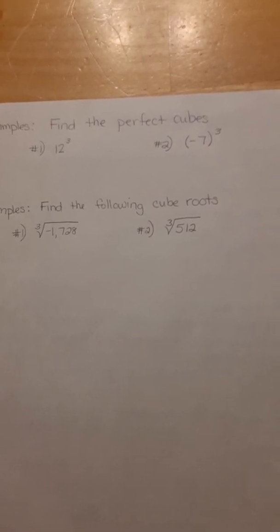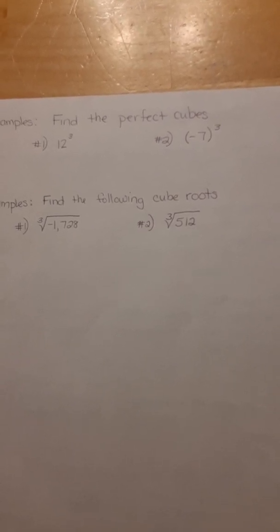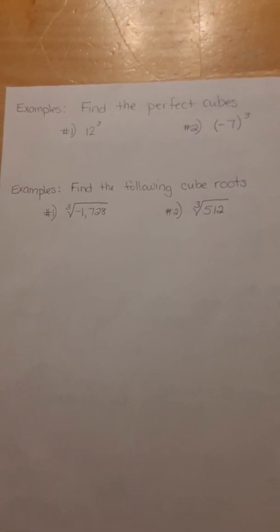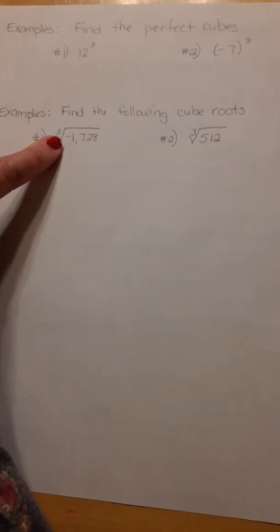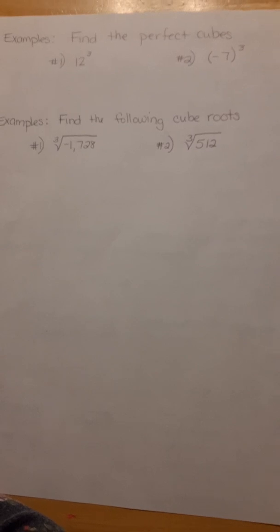Okay, so when we think this through, we've got to think through it logically, and we're asking what whole number multiplied by itself 3 times will give us the correct answer. If it is a negative underneath the radical sign, the answer has to be negative.